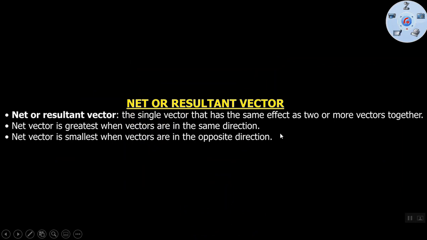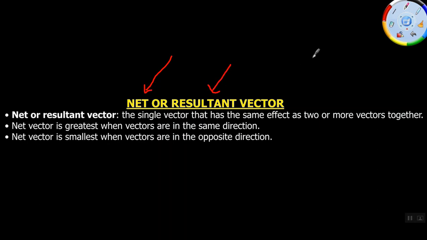So the word net, okay, means total, okay, and the resultant also means total. So when we want to calculate our result of all our vectors, net also means the sum of, okay, so the sum of all the vectors or the result of all the vectors is called the resultant vector. We don't really use net, but in the South African syllabus they use the word net sometimes.